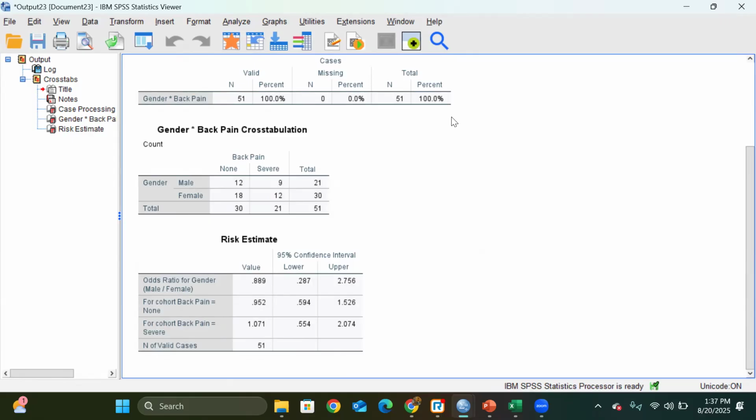So that was about the odds ratio. What I did here, it was showing male over female is equal to 0.9. So I took the inverse of this to find out how much females are getting it. So females are having 1.1 times more chance of back pain as compared to the males.